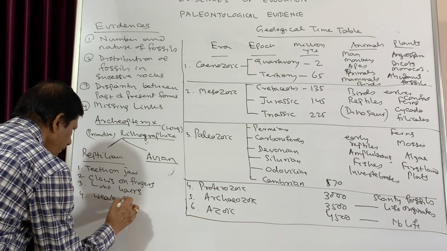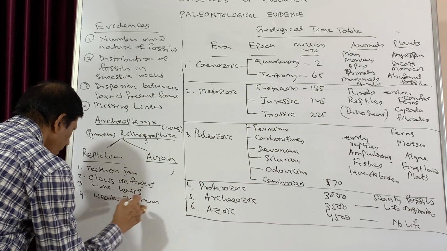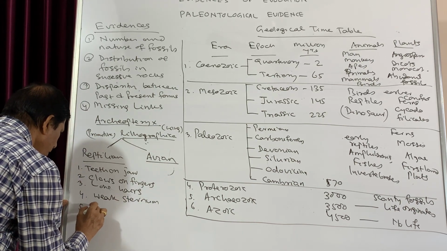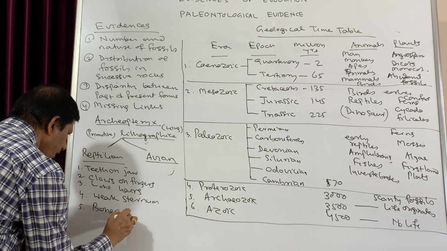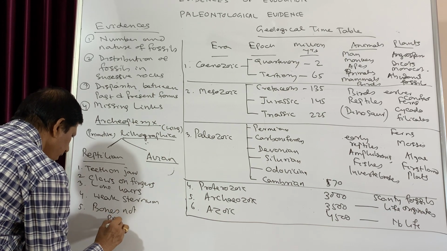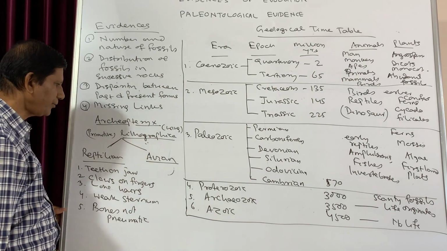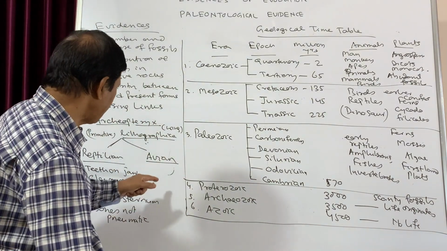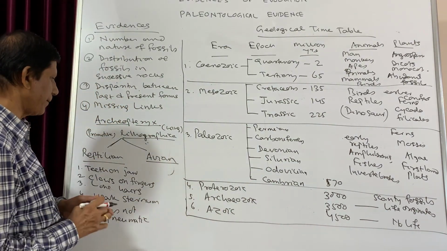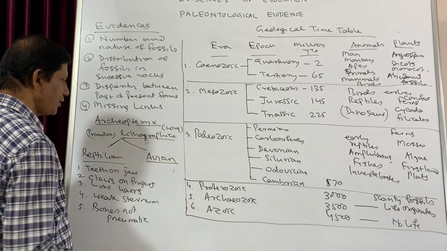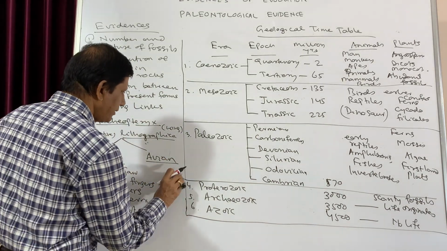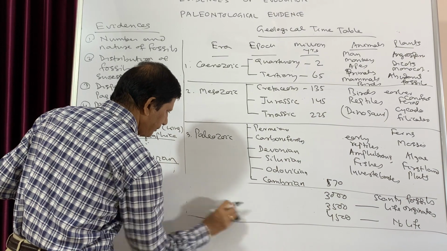You can also write weak sternum, and the bones not pneumatic. So these are the characters of the reptilian. What are the avian characters? Now the avian characters, I am erasing this portion.